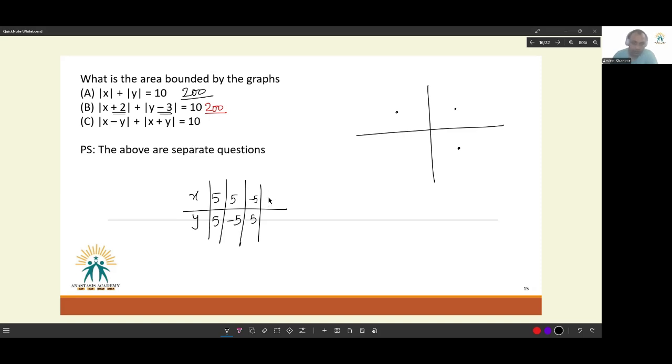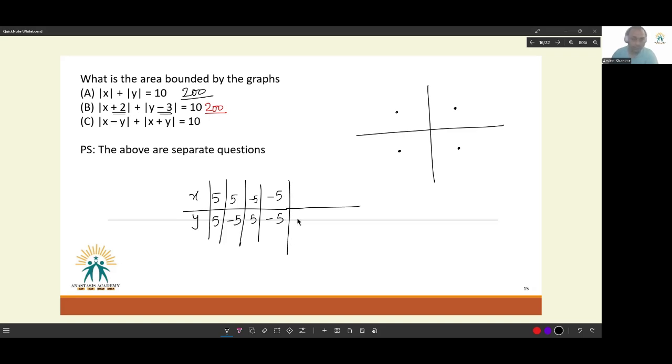Additionally, can I take minus 5 and minus 5? Also possible. This will give me minus 5 plus minus 5. This will become 0. These two will give me minus 10, which gets me to 10. So 4 corner points are identified, but we don't know how the graph would come up. So let me identify more points.